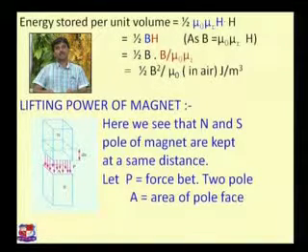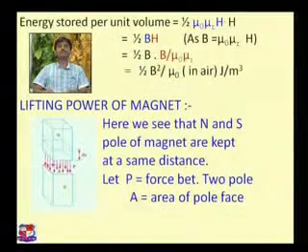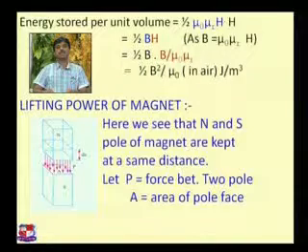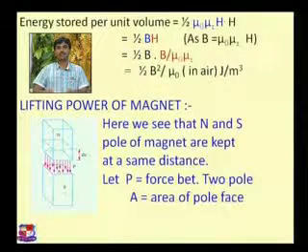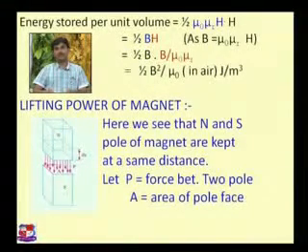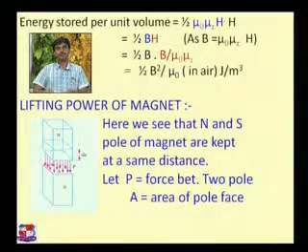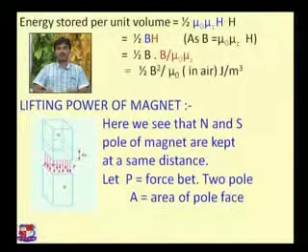When we talk about energy storage in air, mu r is equal to 1 is taken, because the relative permeability of air is equal to 1. So we get one more equation: energy stored per unit volume in air is equal to 1/2 B square upon mu 0.